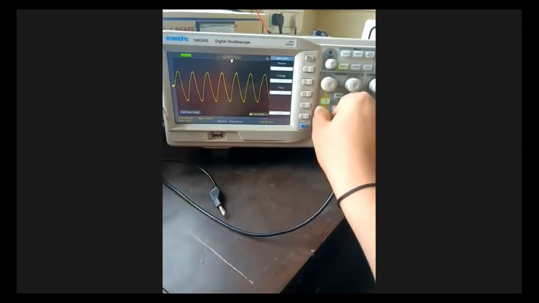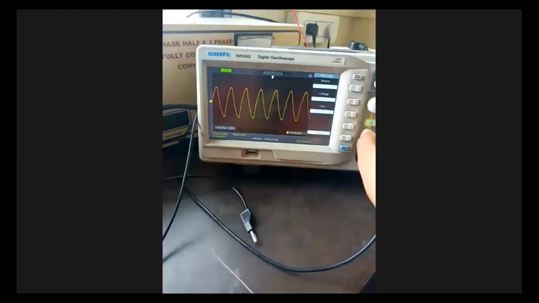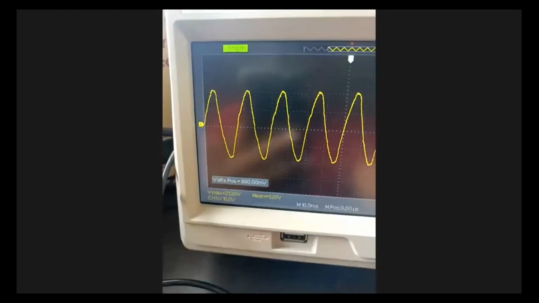For the vertical position, we can do like this. It indicates here. This is the center point.